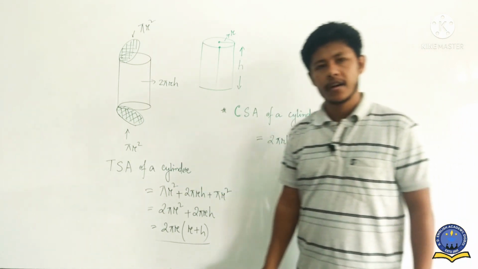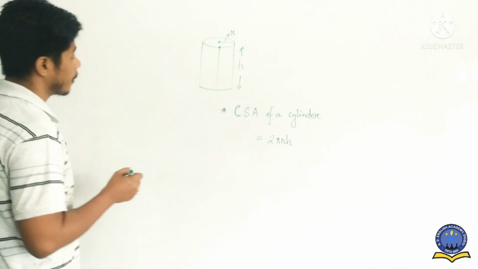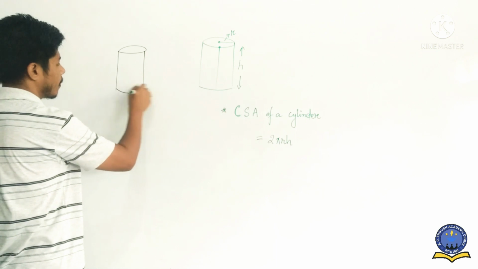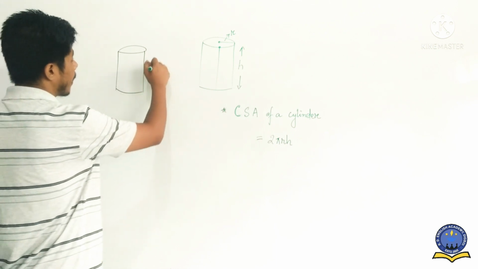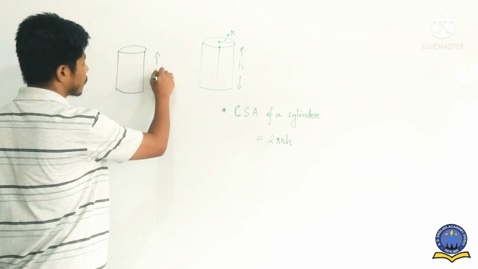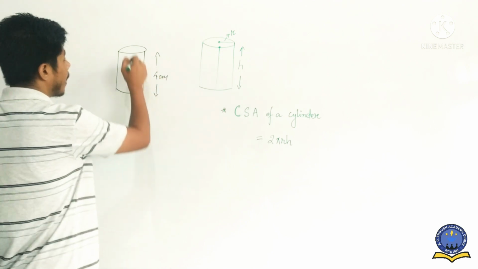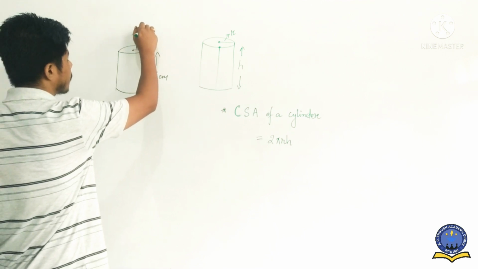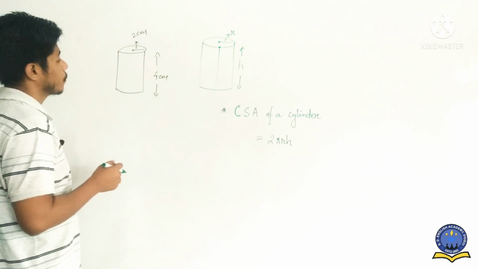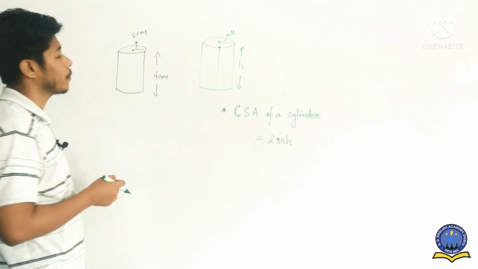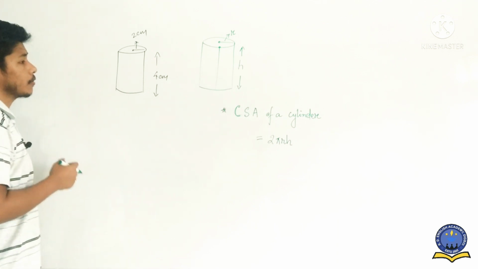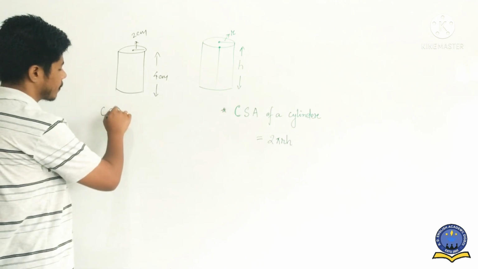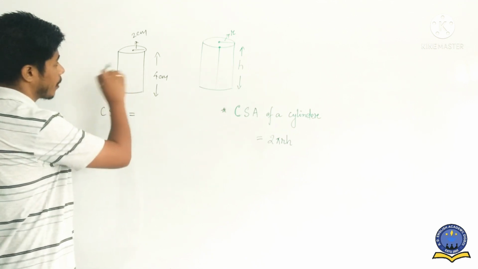Is it clear? Okay, so now if we consider a cylinder, suppose this one is the cylinder, and in this cylinder the height is given as 4 centimeter. Is it clear? As well as the radius is given, suppose 2 centimeter. For example, radius given 2 centimeter as well as height given 4 centimeter. If anyone asks you to find the curved surface area of this cylinder, we have to find out the curved surface area.